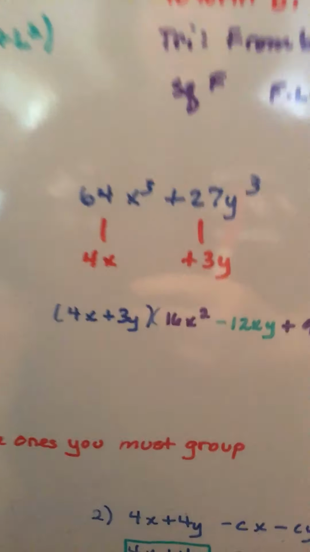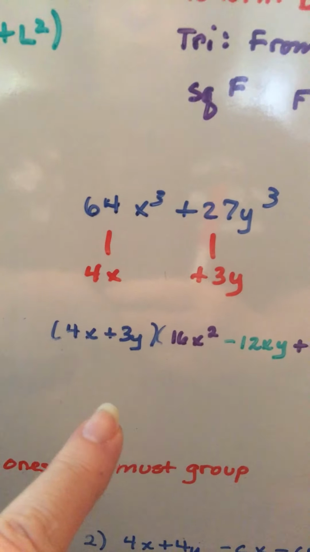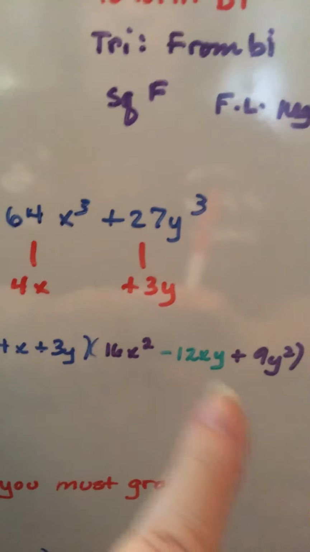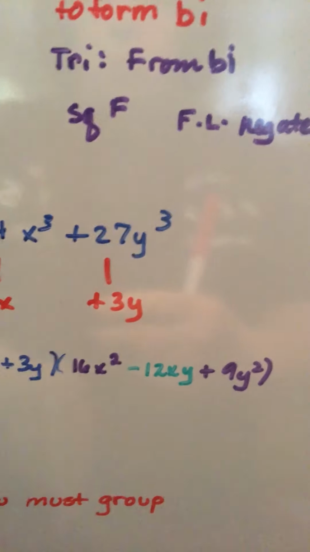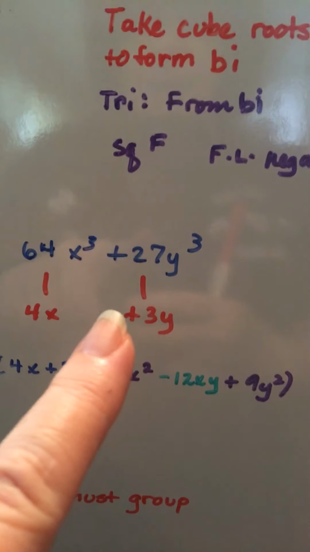Next one, I take the cube roots, including its sign. I form my binomial. I square the first and the last. See, they're nice, purple and positive. First times last, negate. So the plus becomes a minus.